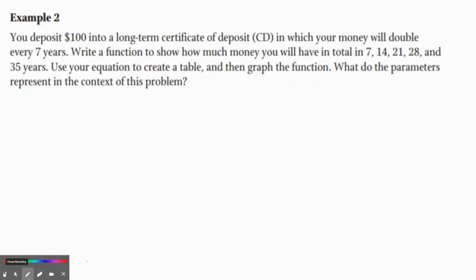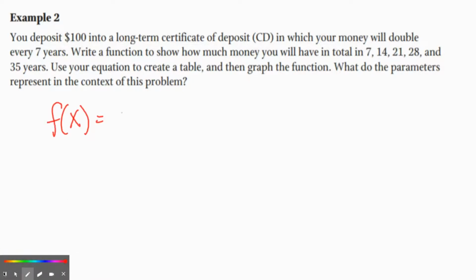Example 2, you deposit $100 into a long-term certificate of deposit, a CD, in which your money will double every 7 years. Write a function to show how much money you will have in total in 7, 14, 21, 28, 35 years. Use an equation to create a table. And then what do the parameters represent in the context of this problem?